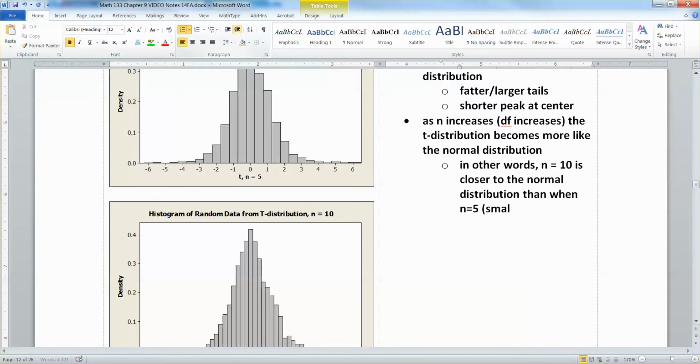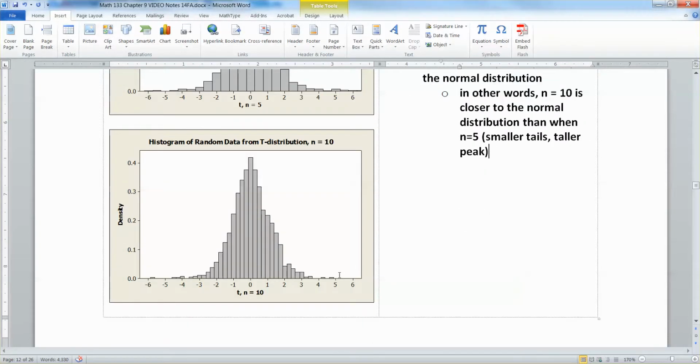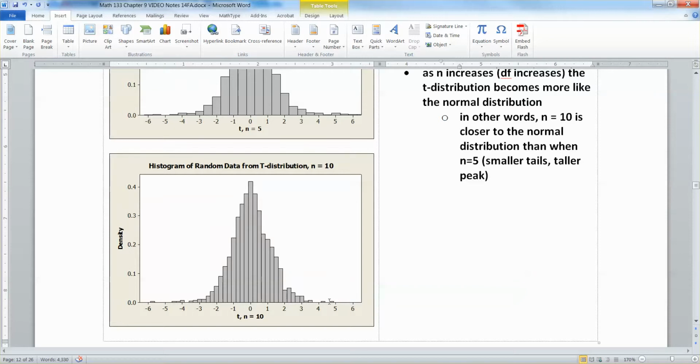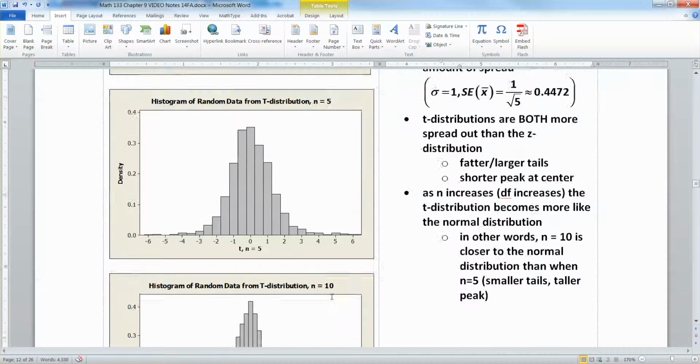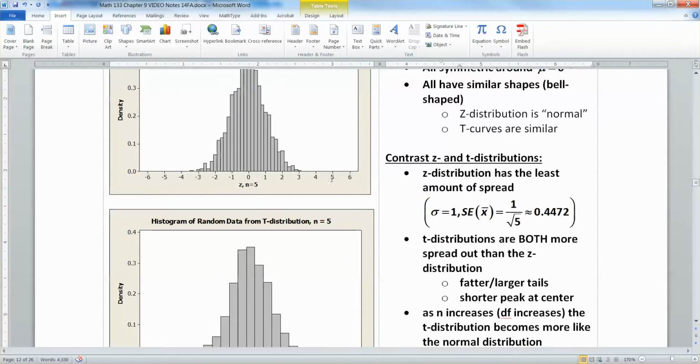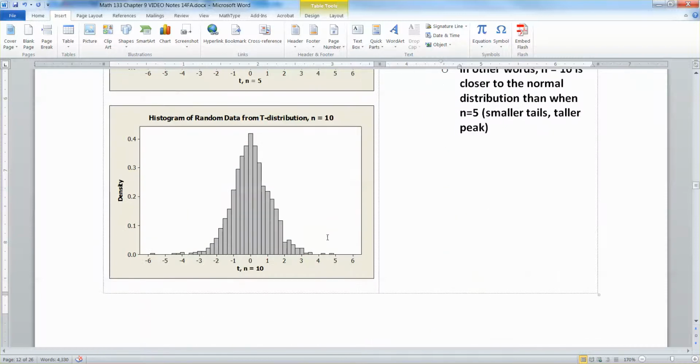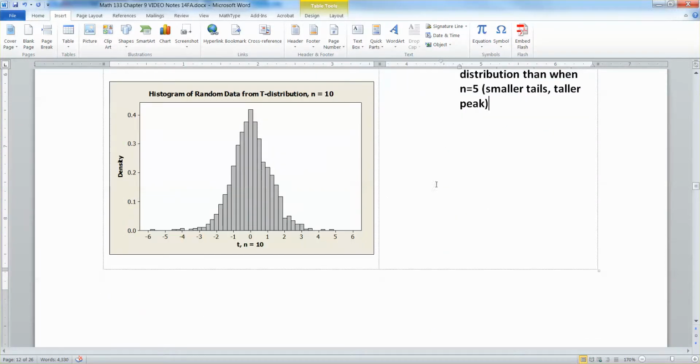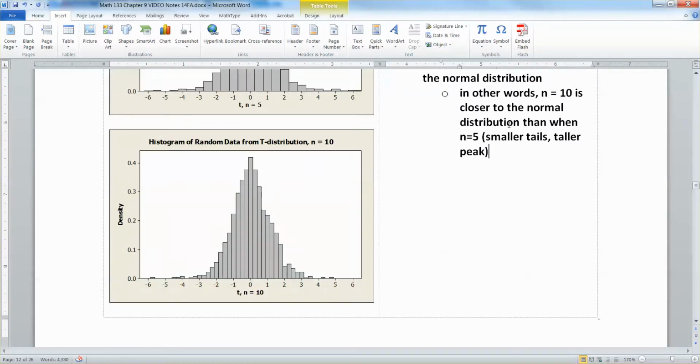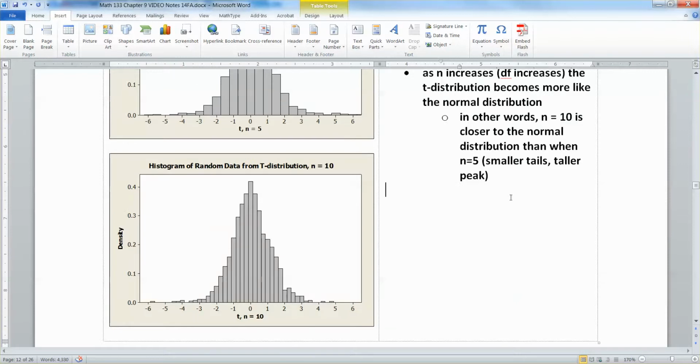It'll have smaller tails and a taller peak. And you can see that, look at 5 and 6. So over here at 5 and 6, you don't have very many. You still have a little bit. It's not the Z distribution. Z distribution has nobody over there. Look at that. So it's getting closer to that Z distribution. It's not perfect. And the larger your n gets, the more this becomes like the normal distribution.